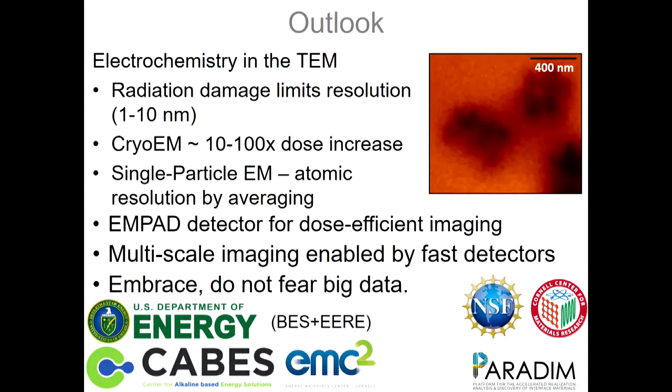Electrochemistry in the TEM is limited by radiation damage to 1 to 10 nanometers. Cryo-EM extends the dose that we can apply by 10 to 100, which improves the resolution. Single particle EM gets you to atomic resolution by averaging. Great for molecular structures, bad for nanoparticles. Our new high-performance detectors give us much more dose-efficient imaging and again let us push the resolution. They also are fast enough to give us multi-scale.